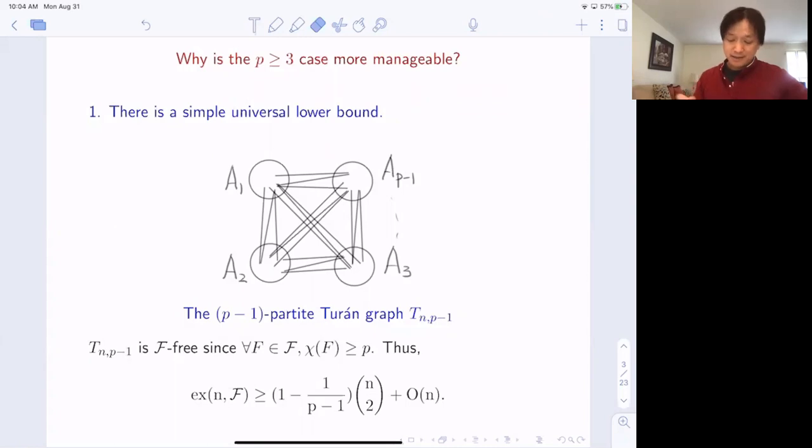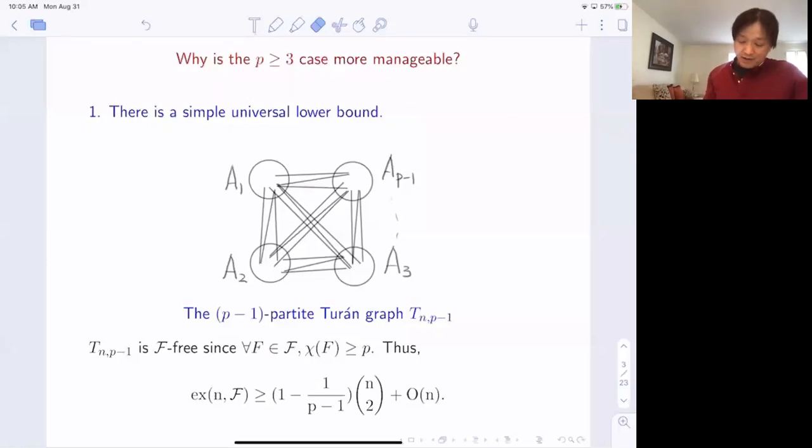Namely, you just take the (p minus 1)-partite Turán graph, by which I mean the complete (p minus 1)-partite graph with all the parts having about the same size. If your family F satisfies that the smallest chromatic number among its members is at least p, then this (p minus 1)-partite Turán graph is automatically F-free. The reason is every subgraph you can find in this Turán graph is already (p minus 1)-partite, or (p minus 1)-colorable, so it's not going to give you any member of F.